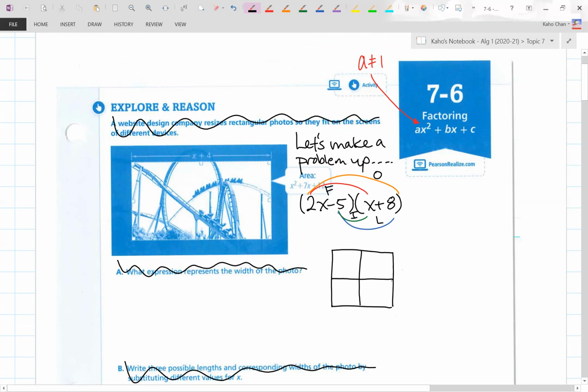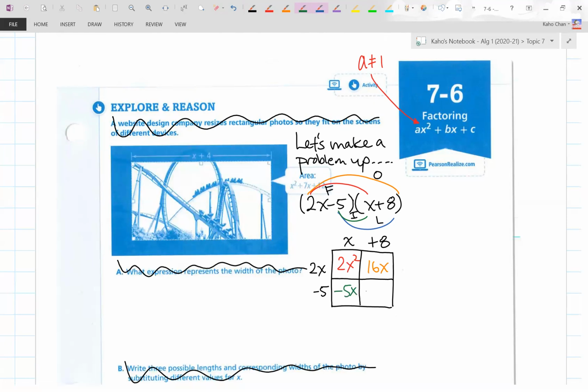Okay, so remember, 7-2 was multiplication. So we have 2x minus 5 along one edge, x plus 8 along the other edge. All right. First terms, 2x times x is 2x squared. Outer terms, 2x times 8 is 16x. Inner terms, negative 5 times x is negative 5x. And last terms, of course, negative 5 times 8 is negative 40.